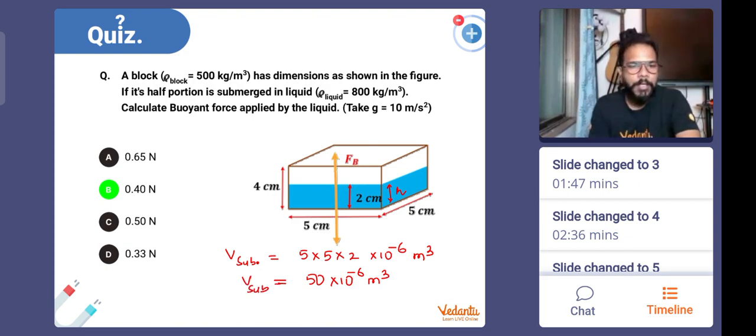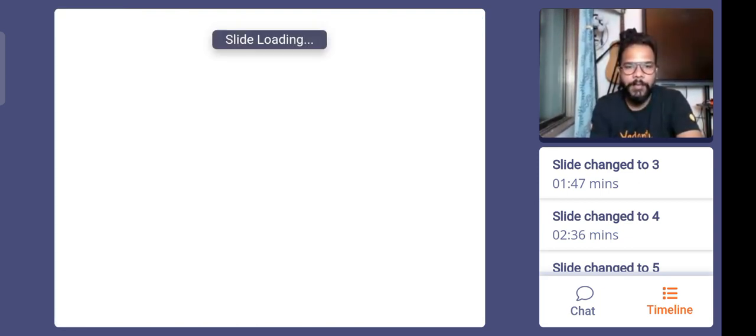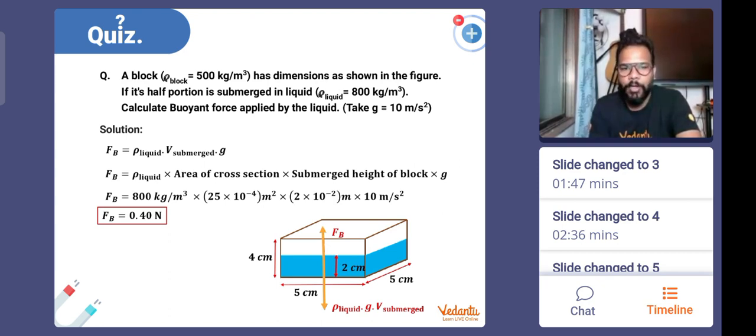That's basically the volume submerged. So we'll multiply this with the density of the liquid, that is 800, and the G value, so we'll get the answer. The G value is 10, the density is 800, and the volume; when you multiply this, you get the answer as 0.4 Newton. That's the upward force which is experienced by this body.